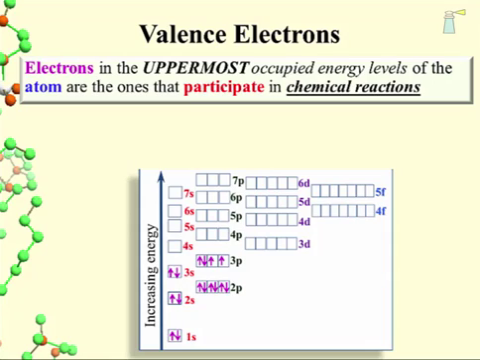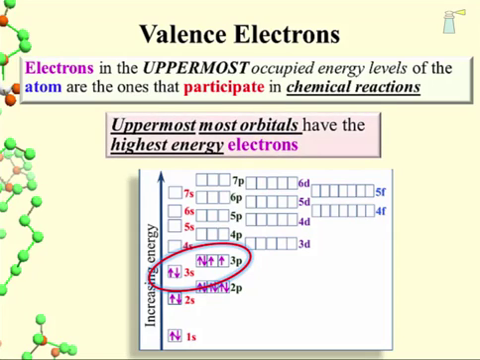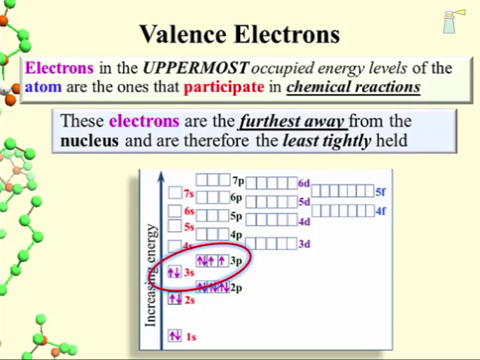For the atom represented by this diagram, the electrons in the 3s and 3p orbitals are the ones in the uppermost occupied energy levels. But why just concern ourselves with these orbitals? Well, the uppermost orbitals have the highest energy electrons. Also, these electrons are the furthest away from the nucleus and are therefore the least tightly held. The combination of being of a higher energy and held with a looser grip make the upper orbital electrons natural candidates for the sharing, borrowing, and releasing of electrons that define chemical reactions.